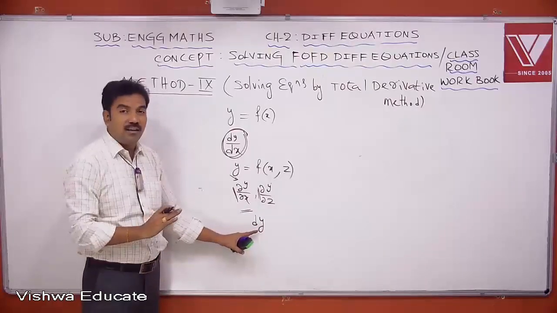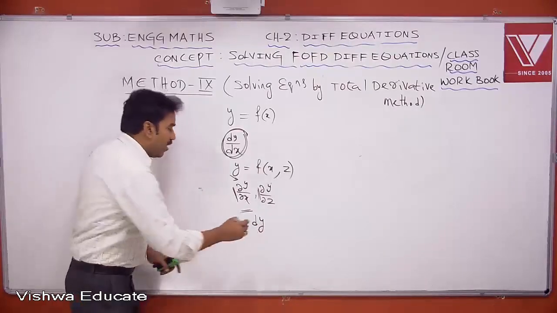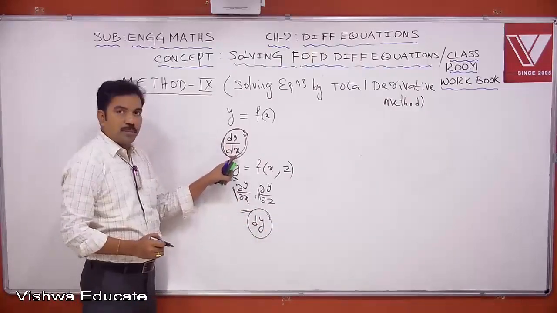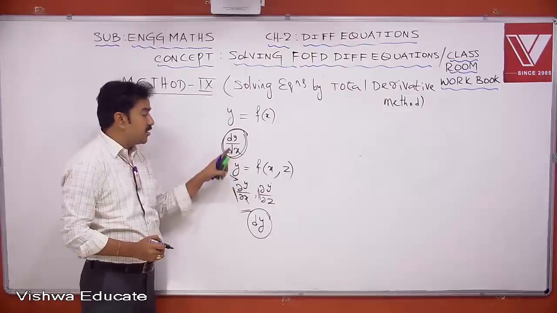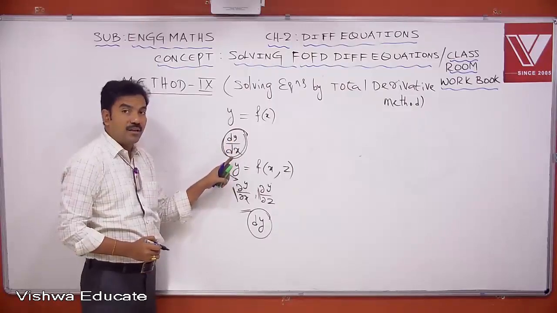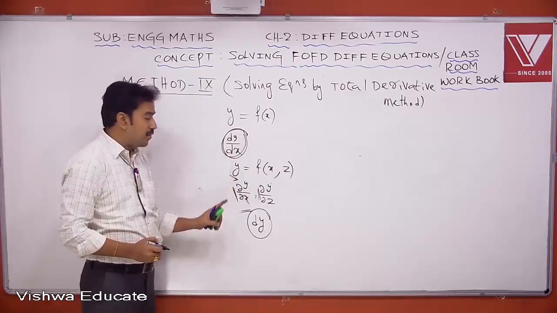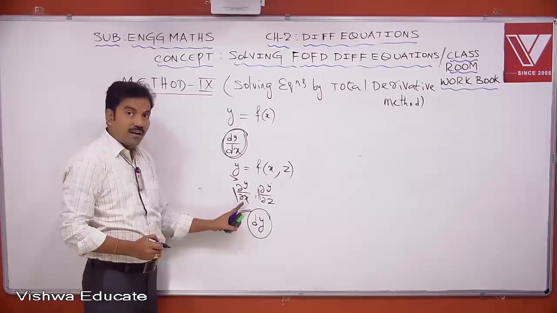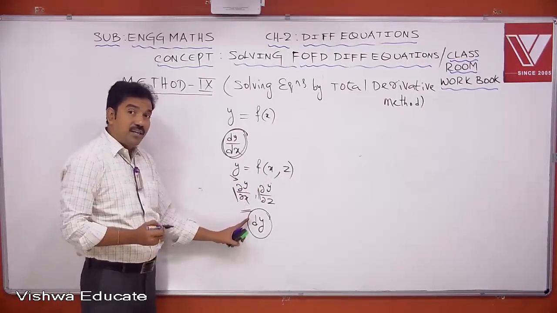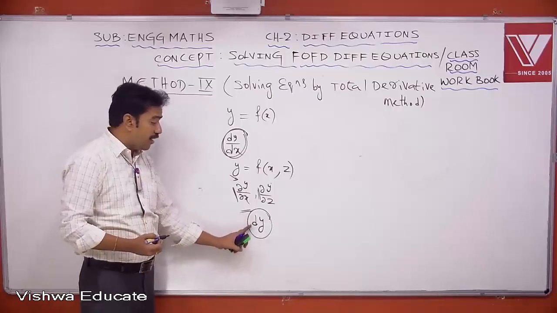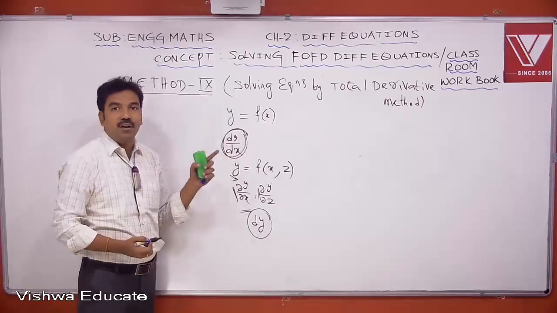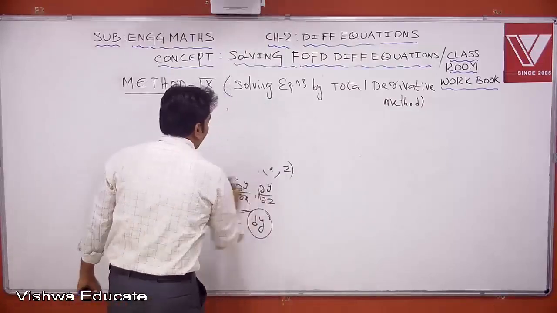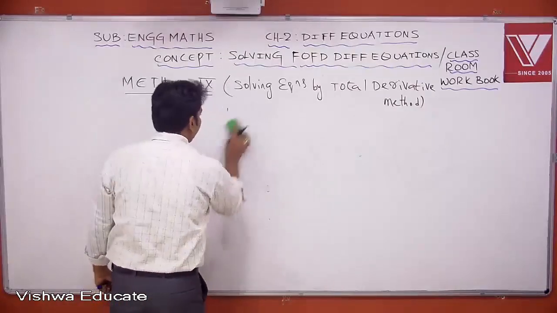I am finding change in y not with respect to any variable, and such derivatives are called total derivatives. Change in y with respect to x is an ordinary derivative. That means if y depends only on x, I can discuss an ordinary derivative. If y depends on more than one variable, then partial derivatives will occur. If I am not finding change in y with respect to any variable, I write dy, and this is called the total derivative method. Now let us see how to solve equations by using the total derivative method.